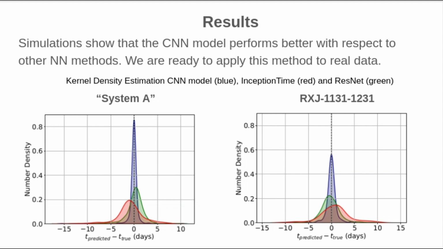We compare our results with other kinds of neural networks, and our simulations show that our convolutional neural network model performs better with respect to other neural networks. We are ready to apply this method to real data. In particular, these 2 plots show the kernel density estimation for our CNN model in blue and for 2 other neural networks in red and in green, for System A and for the other quasar, RxJ 1131.